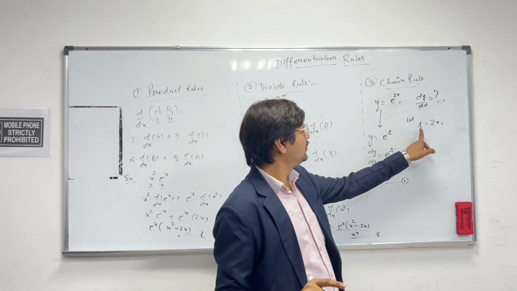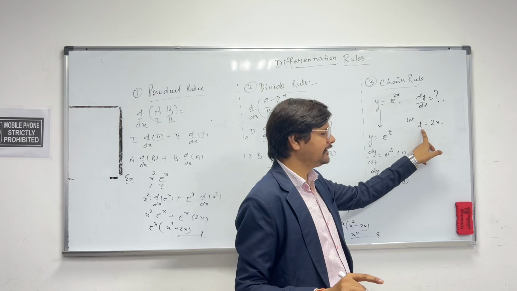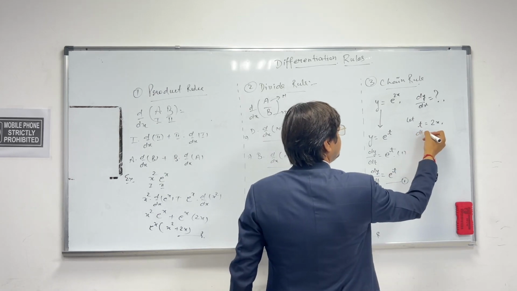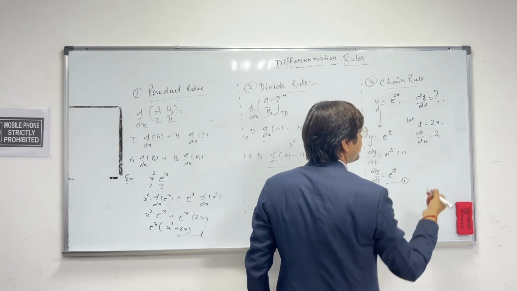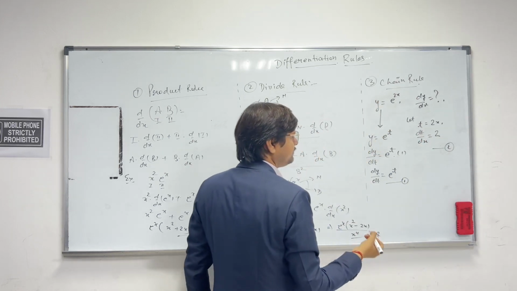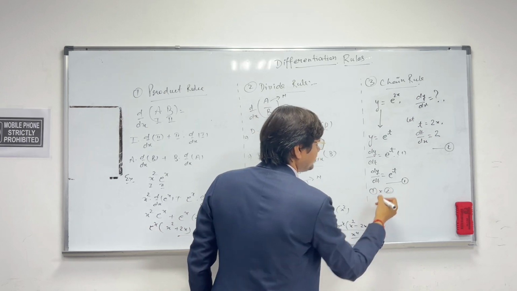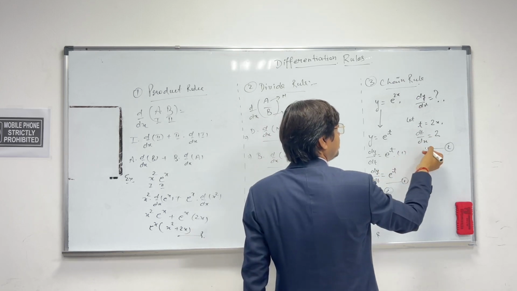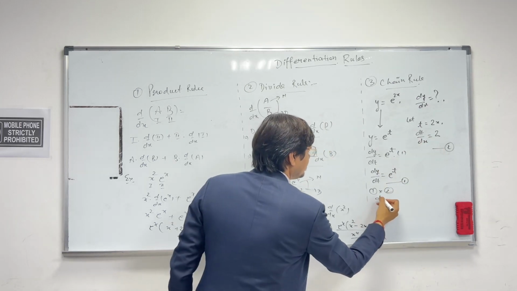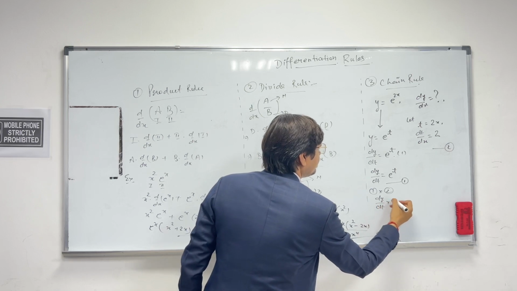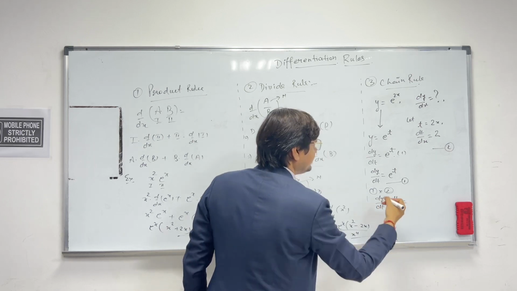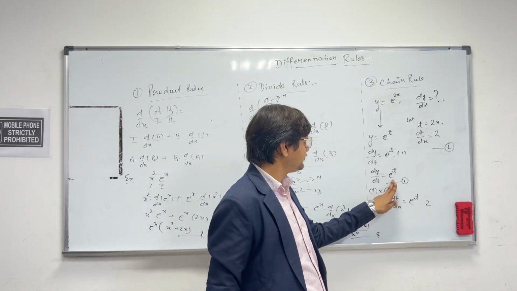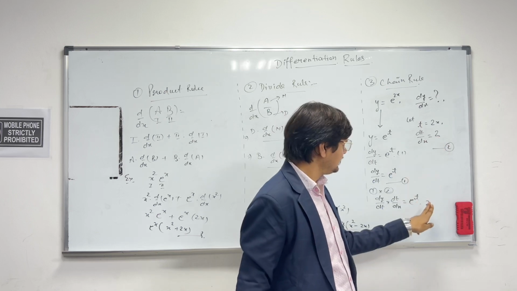Okay. So now if you differentiate this with respect to x, here it is function, and here it is variable. So dt over dx will be what? 2. Understood? So this is equation number 2. If we multiply both equations, the left hand side of the first one is dy over dt, and the left hand side of the second one is dt over dx. Both will multiply. So what we get? e to the power t into 2. The right hand side of the first one is e to the power t, and the right hand side of the second one is 2. So we got this one.